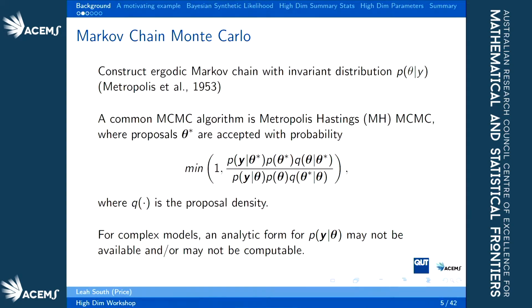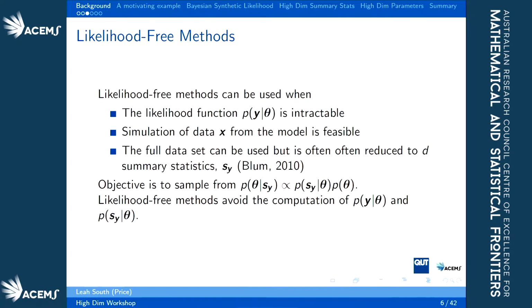So this is really popular, but for complex models, you might not always have an analytic form for your likelihood, or the likelihood function might take too long to compute. So you don't really want to use this in the form that it's shown here. So in that case, you might consider likelihood-free methods. You use likelihood-free methods when the likelihood function is intractable, but simulation of data from the model is feasible.